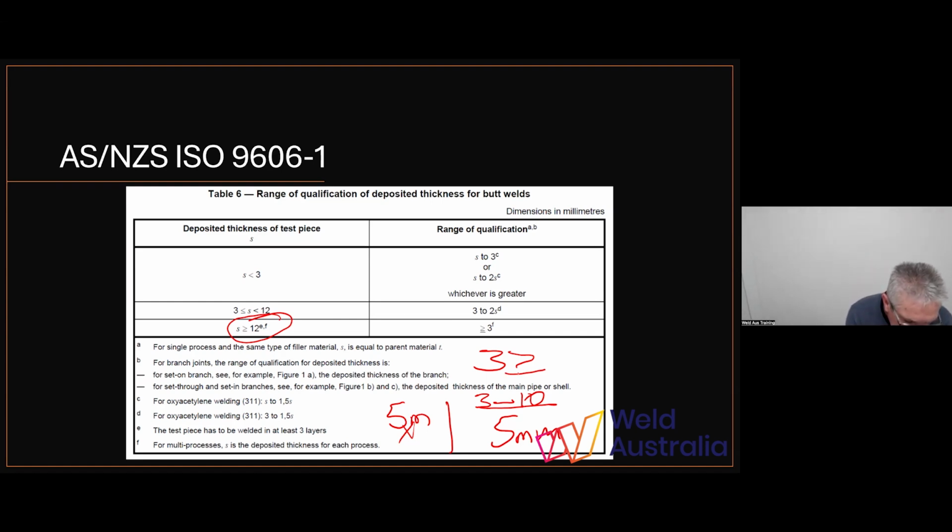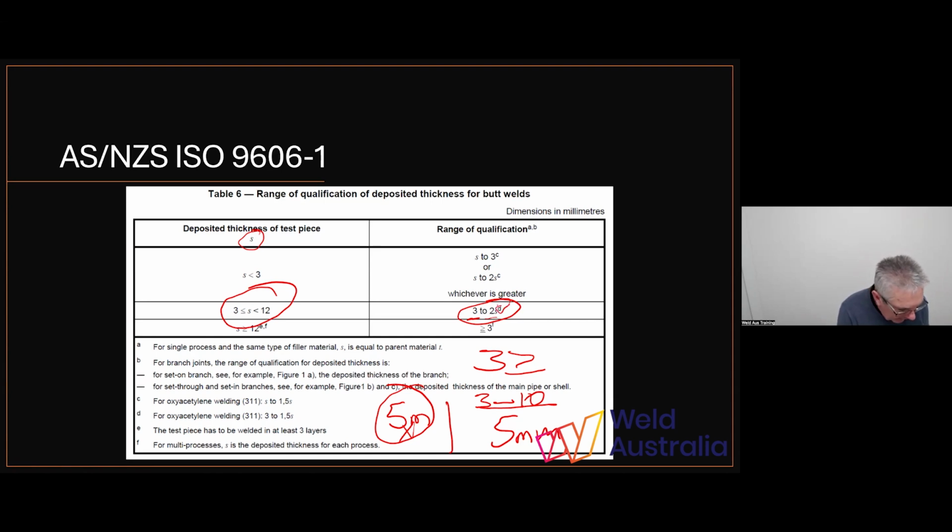But when we have a range where, in this case, it's fallen between this area here, it says, righto, the minimum he's allowed to weld to is 3, because he deposited 5 mil. Now he can go down to 3 mil, but he can only go to 2 times the thickness of the weld, because that's what our deposited thickness is, S. So 2 times S.